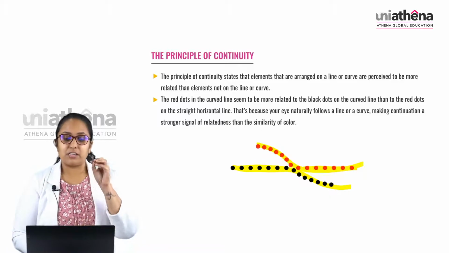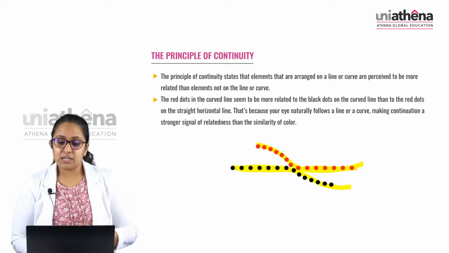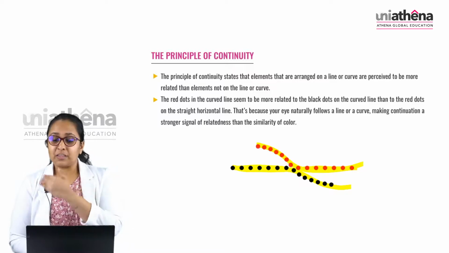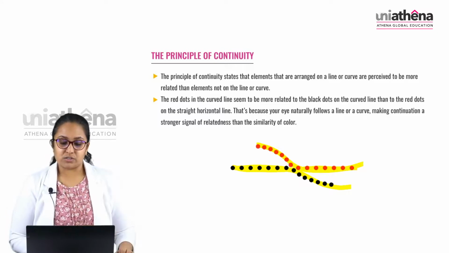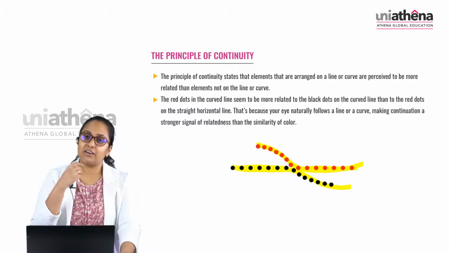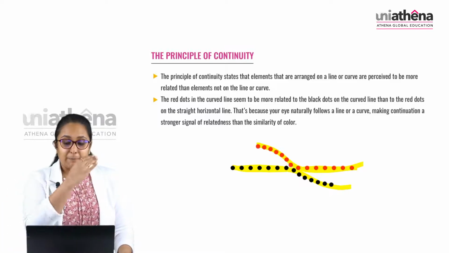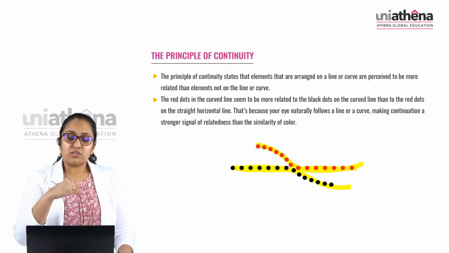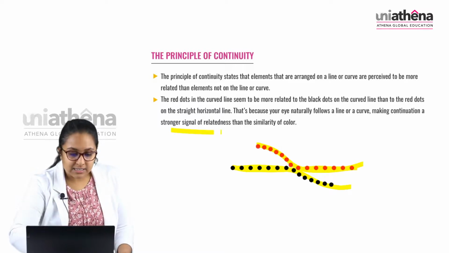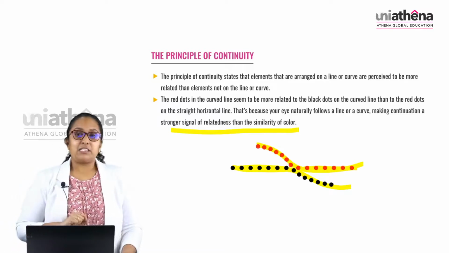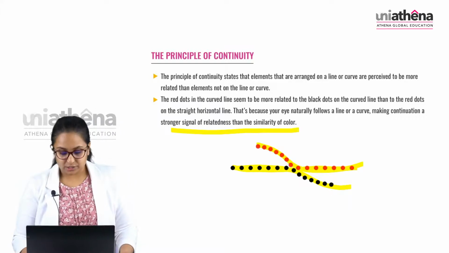The red dots in the curved line seem to be more similar or more related to the black dots of the curved line than the red dots in the straight horizontal line. That is because our eye naturally follows the line or a curve, making continuation a stronger signal of relatedness than the similarity of color. So, this is the principle of continuity.